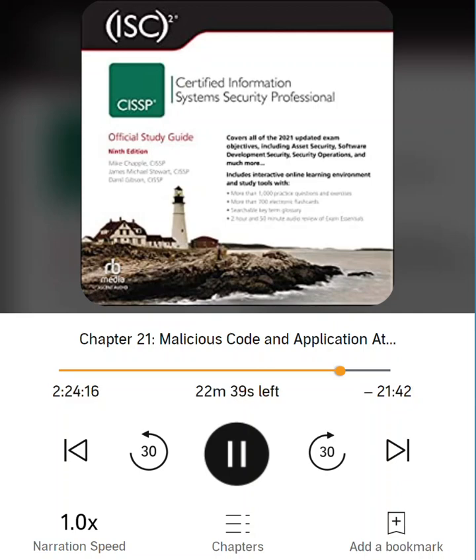Written Lab. 1. What is the major difference between a virus and a worm?